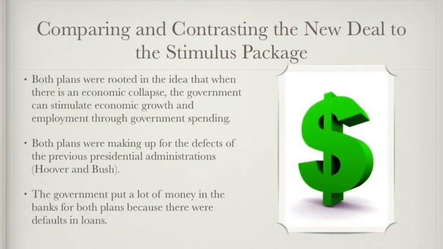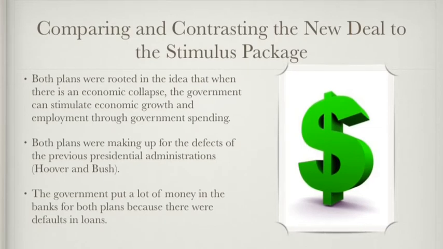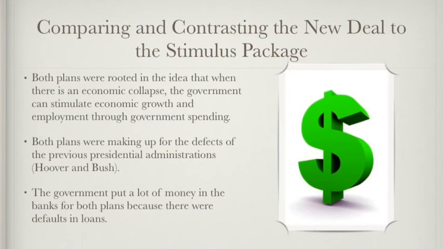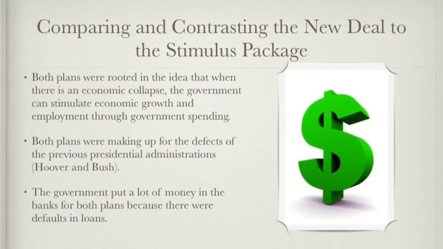Another similarity between the New Deal and the stimulus package is that both plans were rooted in the idea that when there is an economic collapse, the government can stimulate economic growth and employment through government spending. Both plans were making up for the defects of the previous presidential administrations, Hoover and Bush. The government put a lot of money in the banks for both plans because there were defaults and loans.